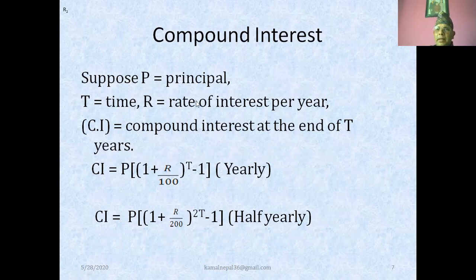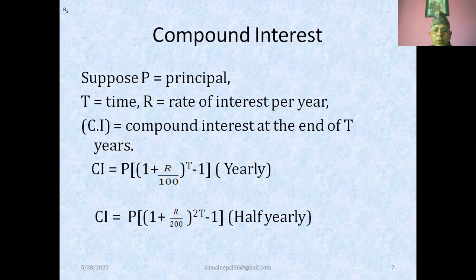So suppose P is principal, T is time, R is rate of interest per year, CI is compound interest at the end of 2 years. Now you can take a formula: CI is equal to P times (1 plus R by 100) power T minus 1. So this is your compound interest for yearly system. But if you want to find out compound amount, it will be CI plus principal, that is principal plus CI. You will get P times (1 plus R by 100) power T.